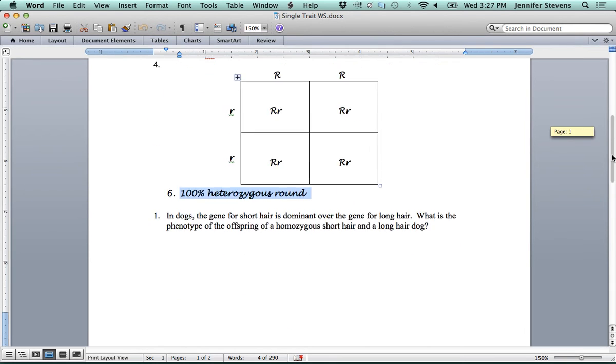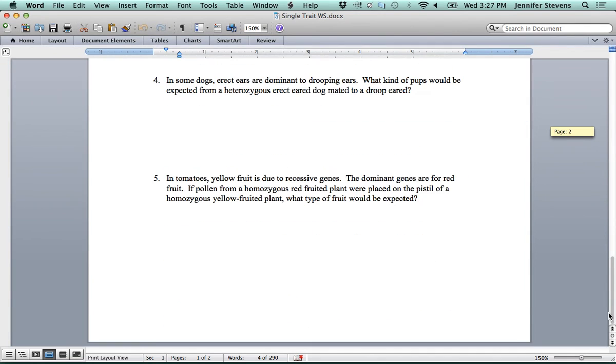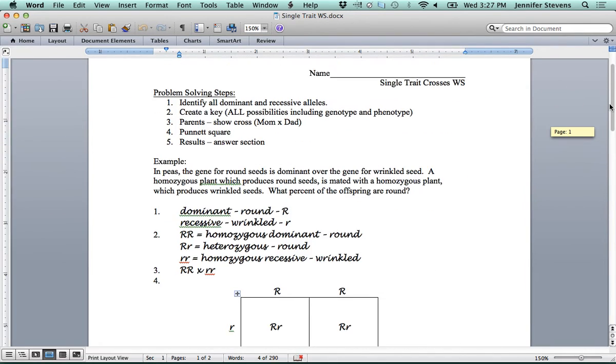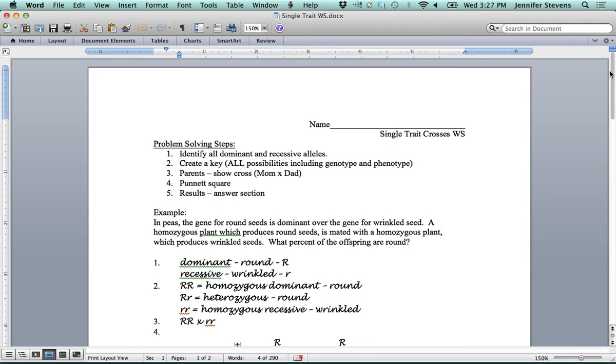So you have 5 additional questions here that you can answer going through this process. I would like for you to check your answers with my answer key up at the front of the room.